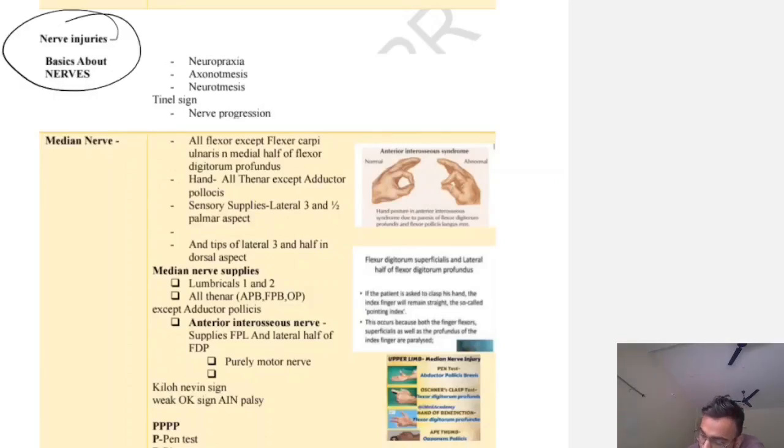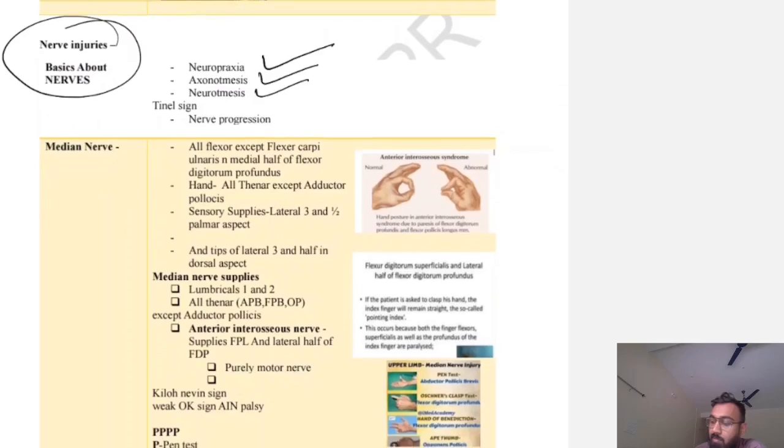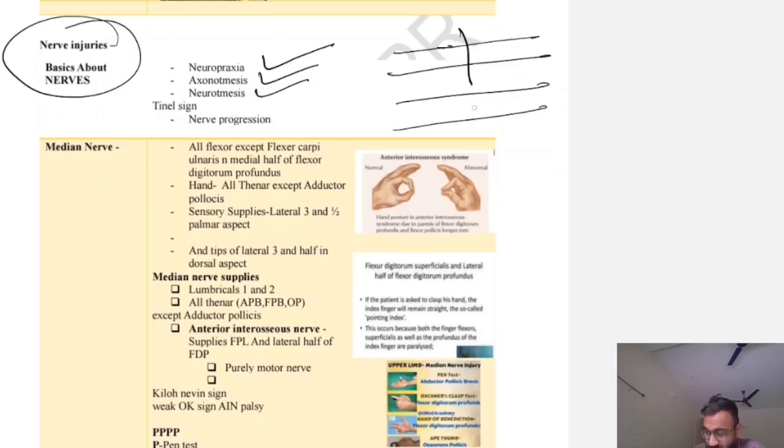So now let's talk about the nerve injuries. In nerve injury, there is neuropraxia, axonotmesis, and neurotmesis. Neurotmesis is complete transection of the nerve. This is the radial nerve, and if it's completely transected, it is neurotmesis. Neurotmesis is very difficult to heal. You need a nerve transfer, a plastic surgeon.